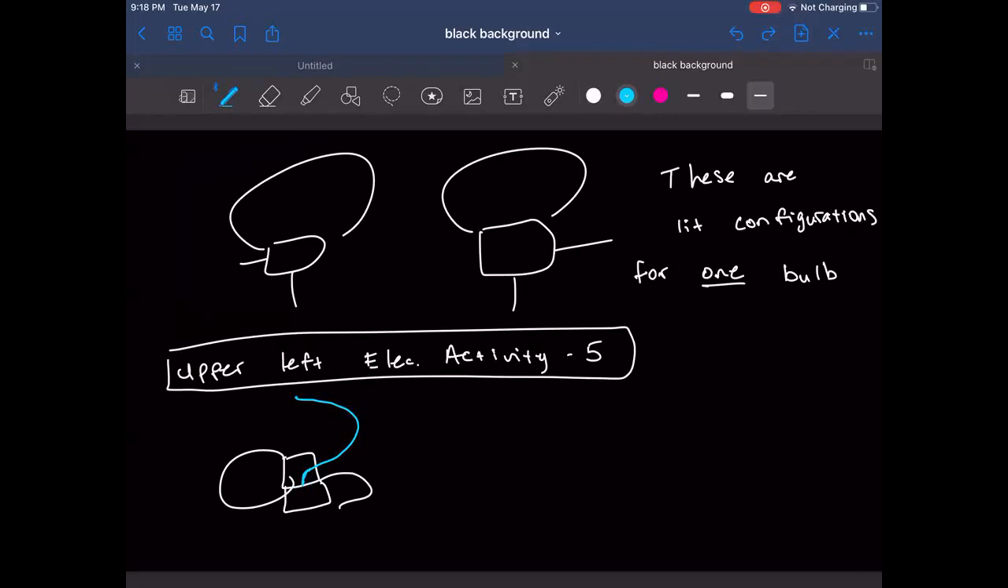And then guess what? This one's coming into the side of that one. Well, it better go out of the bottom because these are the only lit configurations: one side, one bottom. Can't have two sides. And so this better come out the bottom to complete the circuit for them both to be lit. So use these diagrams and practice that to get that going on all these.